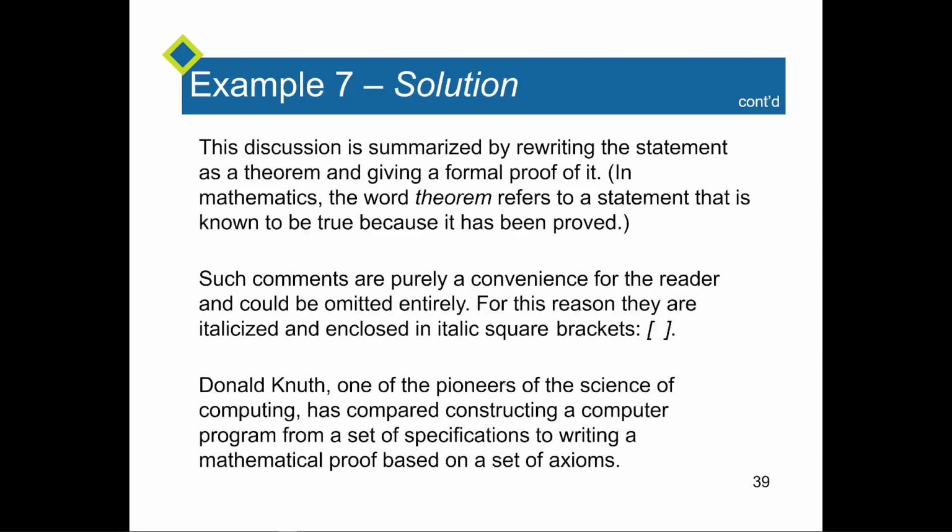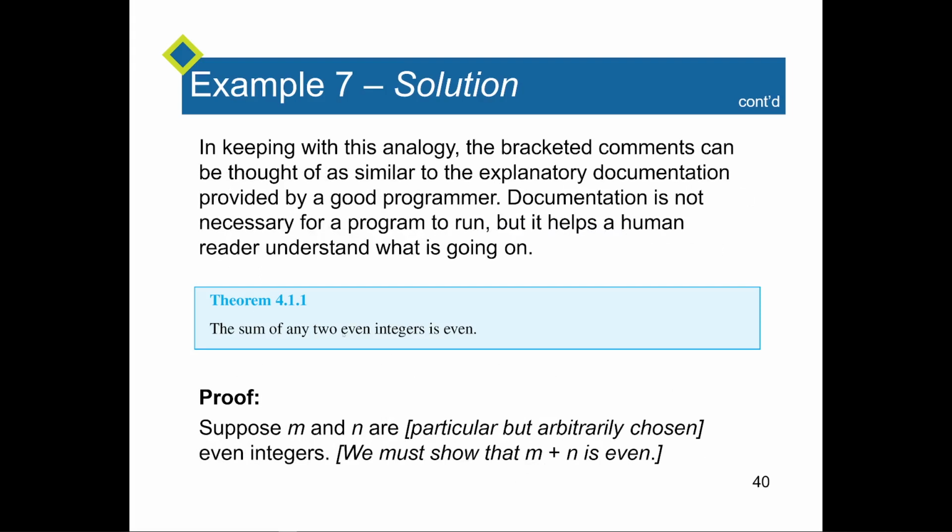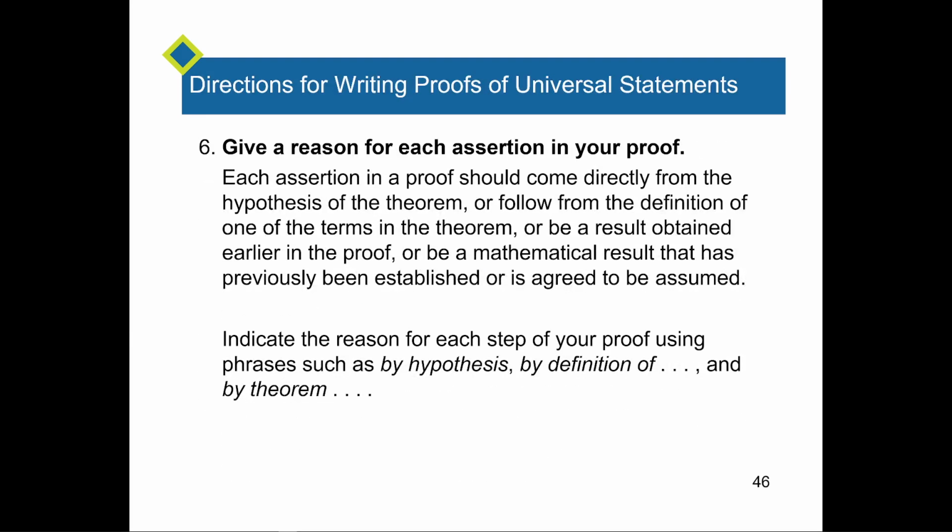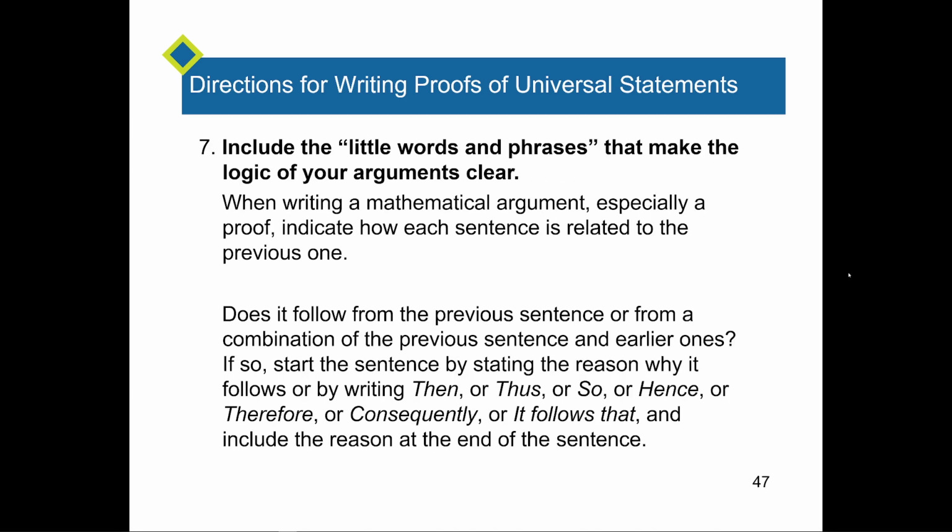So for example, before we had the sum of any two even integers is even. So if we had to use that again, then we need to put in brackets since the sum of any two even integers is even. And we need to give reasons for each line where it is not clear. This helps to convince the examiner or the person that is reading your proof that you understand exactly what's going on. Include the little words and phrases that make the logic of your arguments clear.